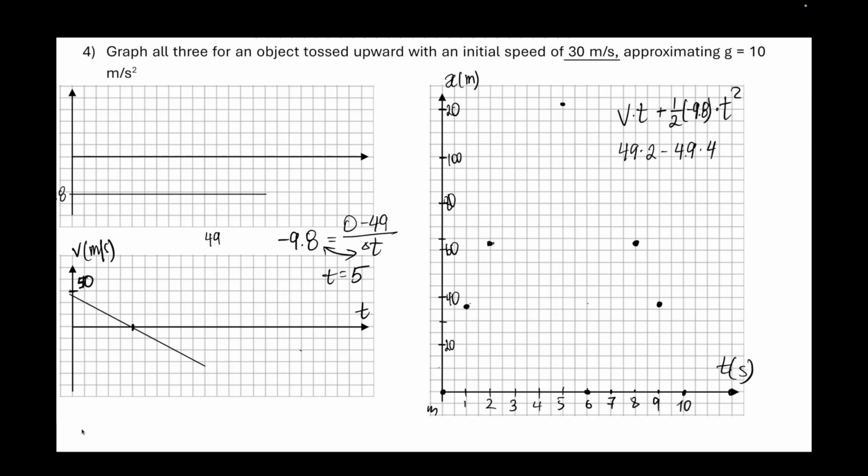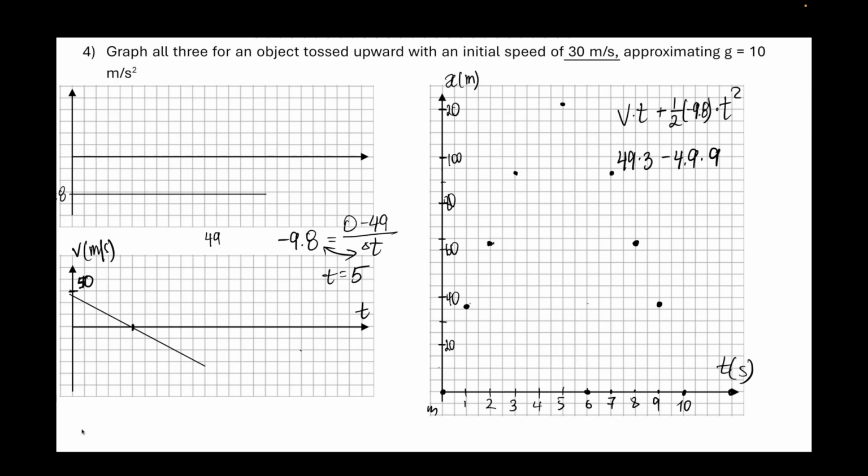Now, what is our position when the time is 3 seconds and 7 seconds? 49 times 3 minus 4.9 times 9. That's 102.9, almost 103. So I know this is 100, that's 105. So somewhere down like so, by 3 seconds and by 7 seconds.